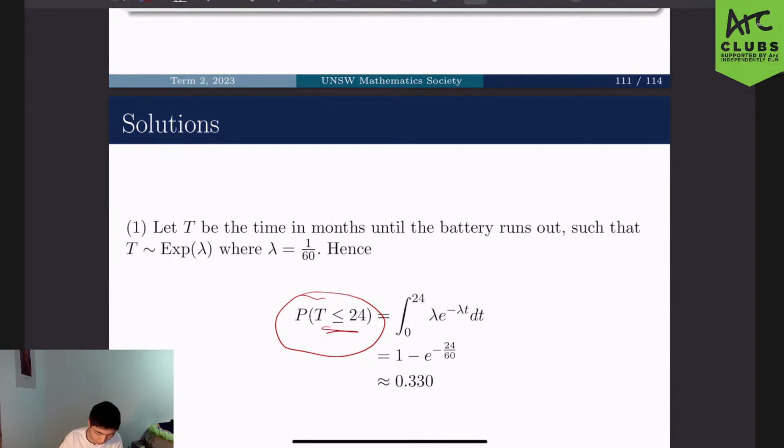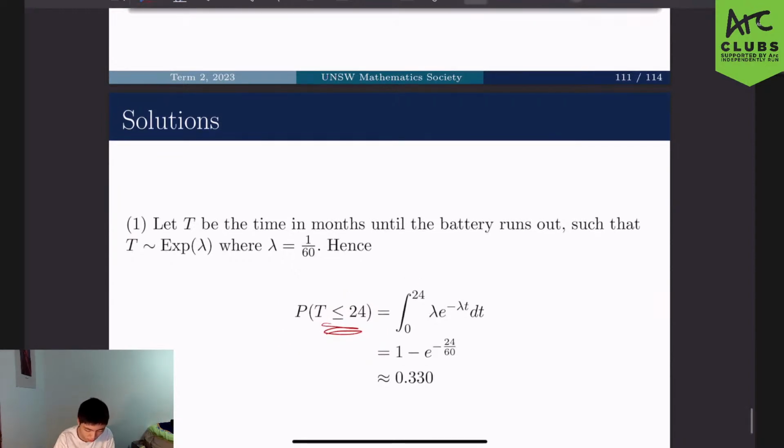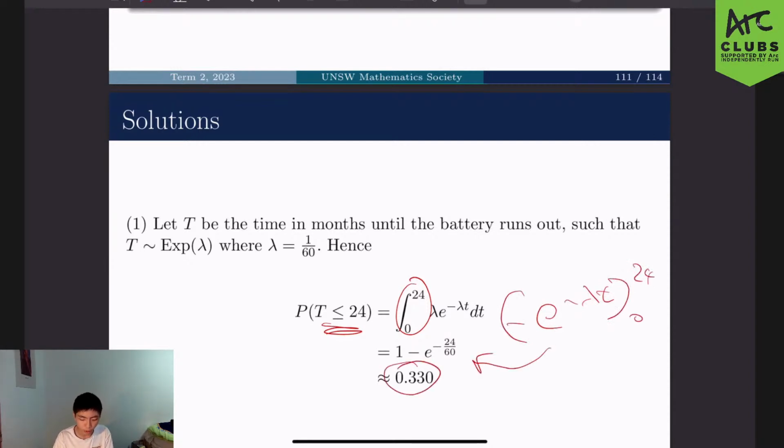Now, this is found by looking at the cumulative distribution function. So 0 to 24 of that distribution here. If we integrate this, we get negative e^(-lambda t), and we sub in 24 and 0 to get here. And then the probability is 0.330. Note that we got the lambda value by looking at the mean, right? The mean, we know E of X is equal to 1 over lambda. So if we want to find lambda, that's just 1 over 60.